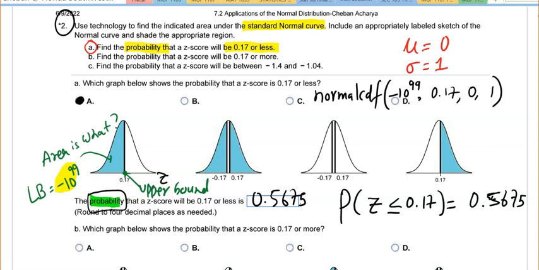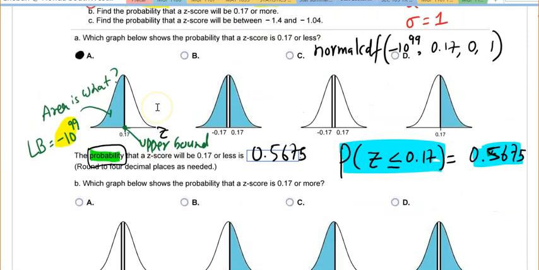Does it make sense to you? That's the other way we write this number, which is the area, same as the probability. This P, parenthesis, uppercase P, represents probability. P of Z less than or equal to 0.17 equals that. Thus you found part A for this question number 2.